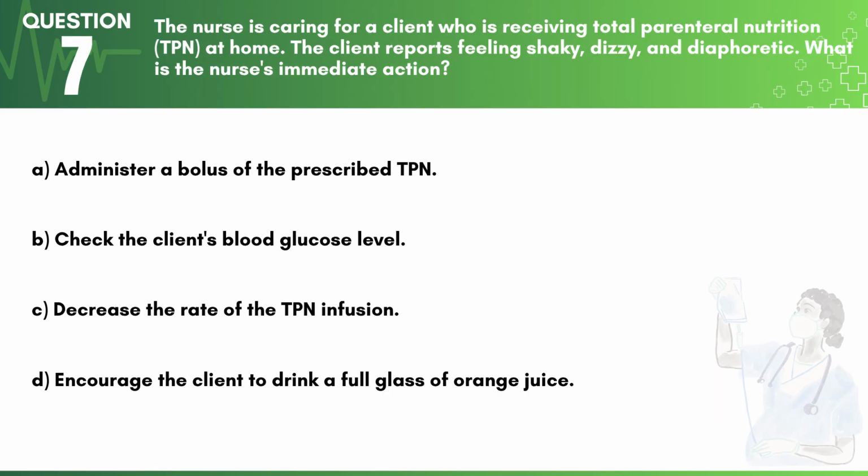Question 7. The nurse is caring for a client who is receiving total parenteral nutrition, TPN, at home. The client reports feeling shaky, dizzy, and diaphoretic. What is the nurse's immediate action? A. Administer a bolus of the prescribed TPN. B. Check the client's blood glucose level. C. Decrease the rate of the TPN infusion. D. Encourage the client to drink a full glass of orange juice.